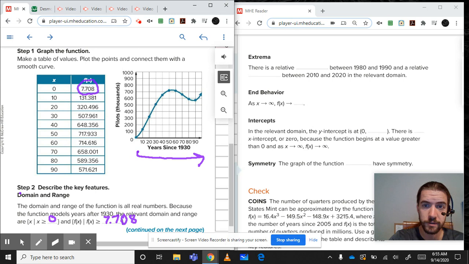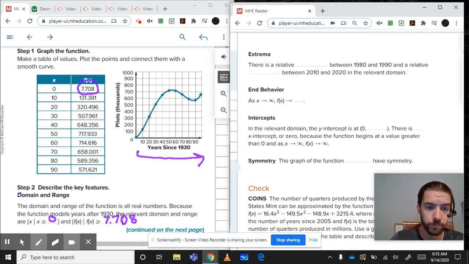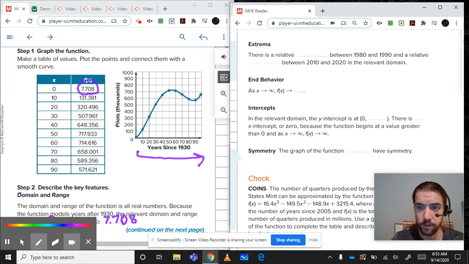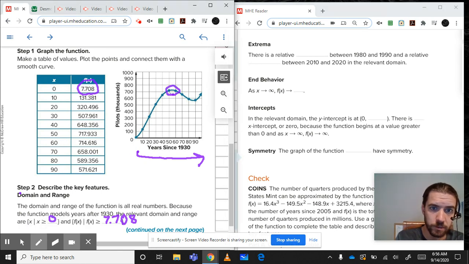So there is a relative maximum. It's not letting me write on this side of the page. Well, you're just going to have to listen. On the right side where it says there is a relative maximum, that's between 1980 and 1990. So they're talking about right in here. And there is a relative minimum between 2010 and 2020, right in there. So we've identified the extrema.